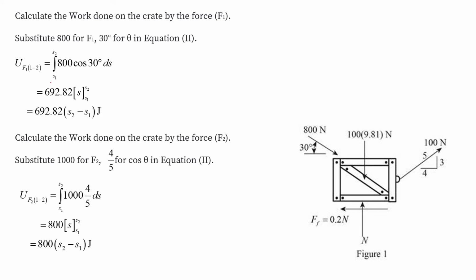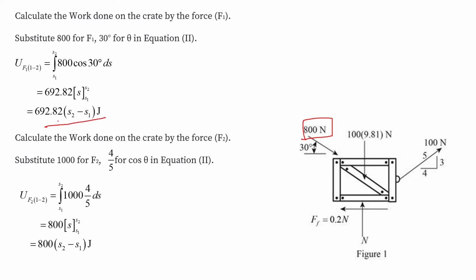So here let's calculate the work done by the horizontal component of this 800 Newton force, which will be equal to 800 into cos 30 into ds. So as we integrate this, we can write the value of work done by this 800 force along horizontal direction as 692.82 into S2 minus S1 joules.